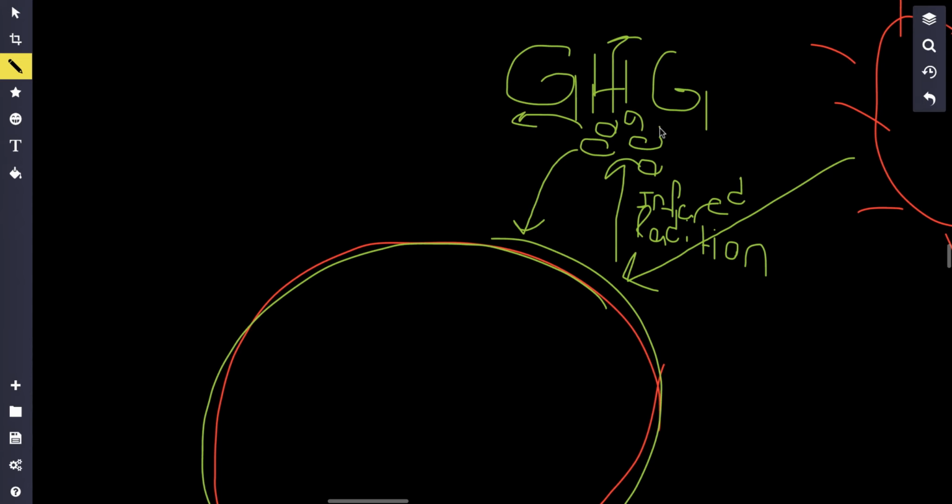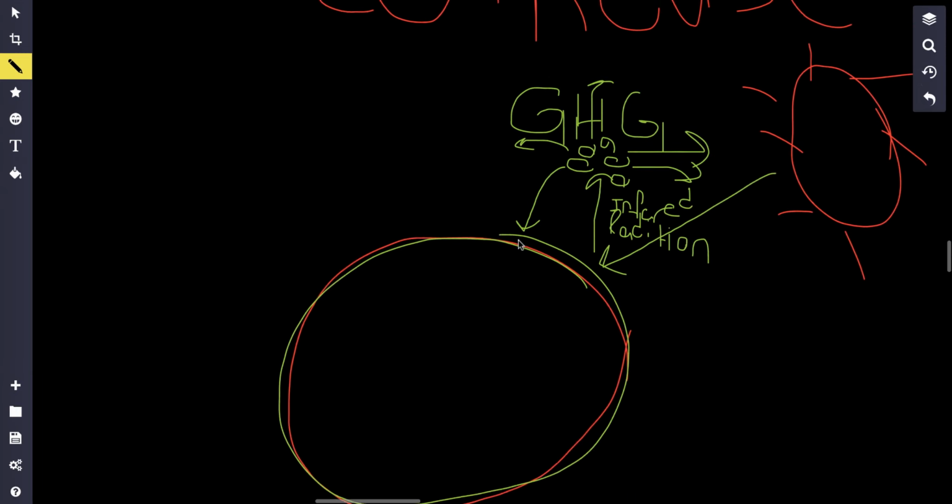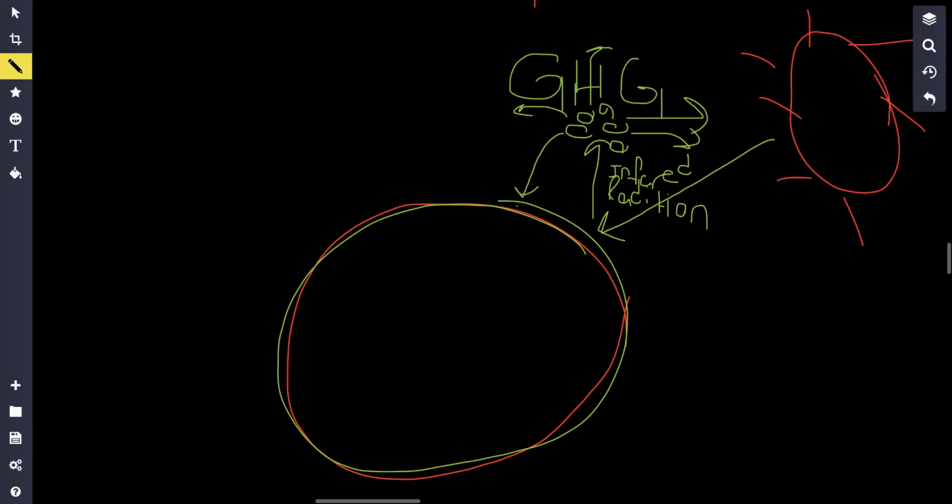They do re-radiate it in all directions, right? But the thing is that they re-radiate it. Some of it is re-radiated back down to Earth's surface, and this is good because think about it, right? It keeps our Earth warm, right?